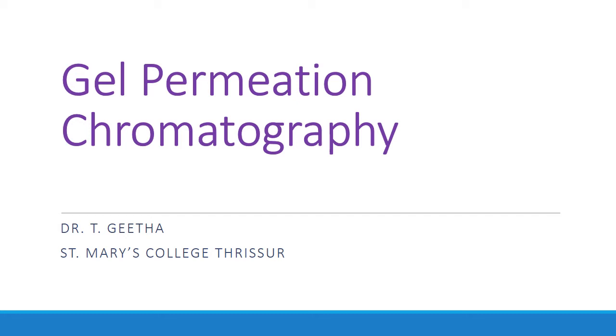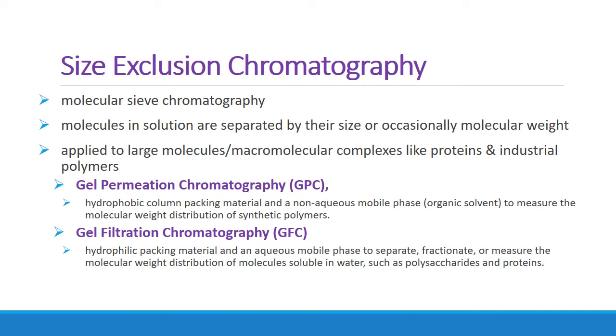In this session, we will be discussing gel permeation chromatography. Gel permeation chromatography is a subcategory of size exclusion chromatography. It is also called molecular sieve chromatography, and it involves separation of the molecules in solution by their size or occasionally molecular weight. Because of this reason, it is applied for a large number of macromolecular complexes like proteins, industrial polymers, etc.